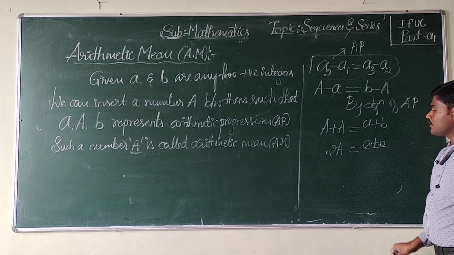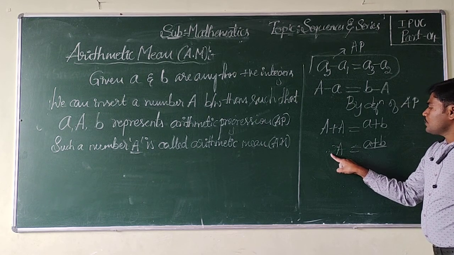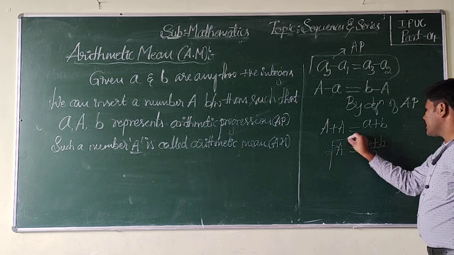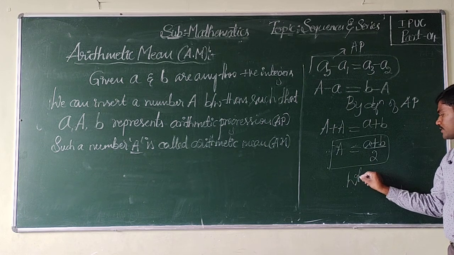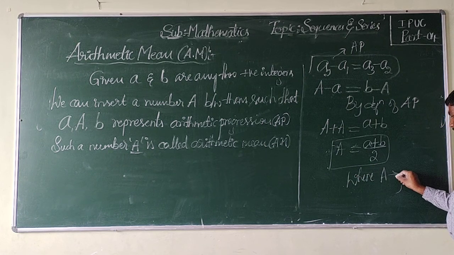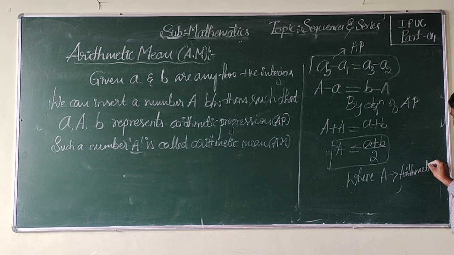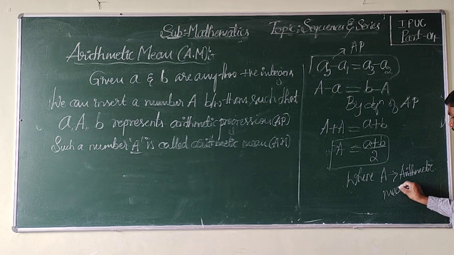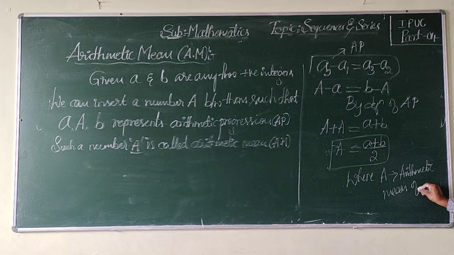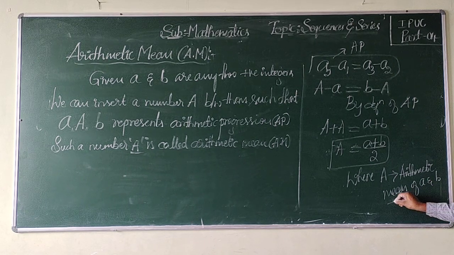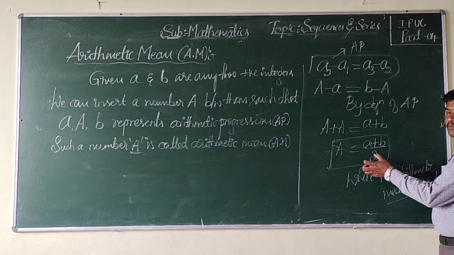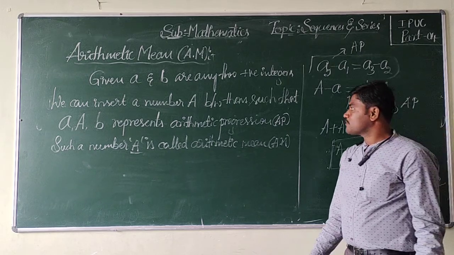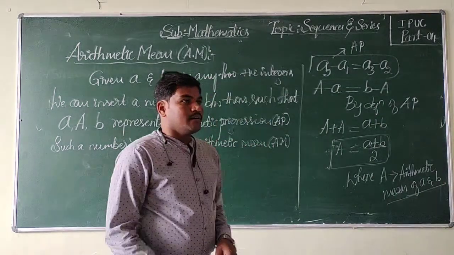A plus B. Again, shift this 2 to the right side. A becomes A plus B upon 2. We know that A means the arithmetic mean of A and B. Hence, the arithmetic mean of two numbers is given by A plus B upon 2. Keep in your mind that the arithmetic mean of two positive numbers A and B is given by A plus B upon 2. Okay, I hope you understand this.